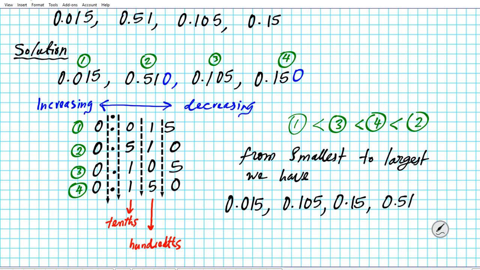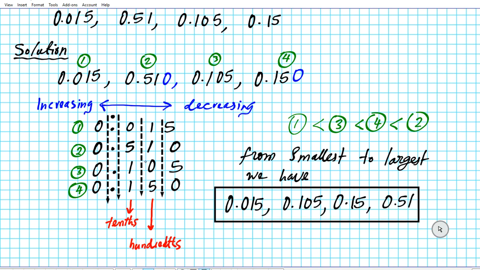Okay, so that's basically how you order decimals from smallest to largest. The most important thing is how you organize them vertically so that you can easily compare place values in order to determine the magnitude of a number based on the value of the digits in each column.